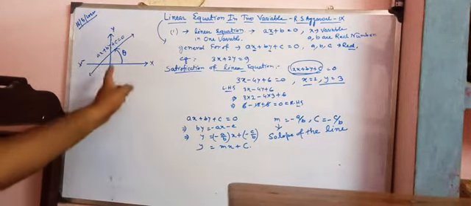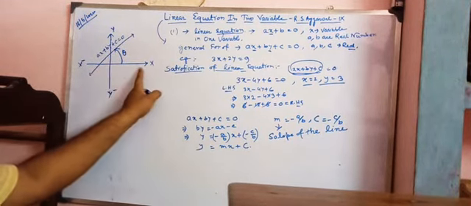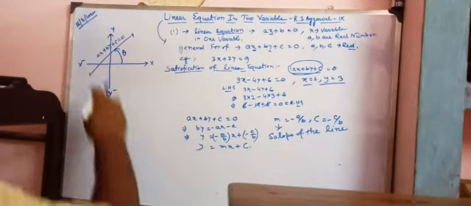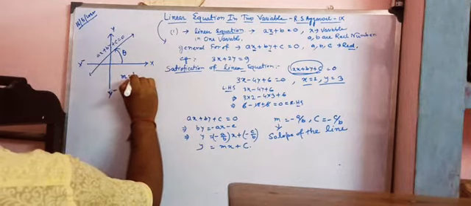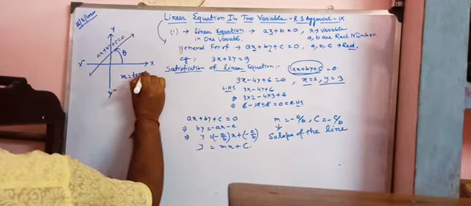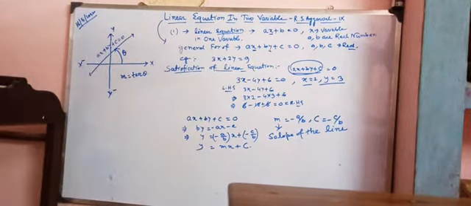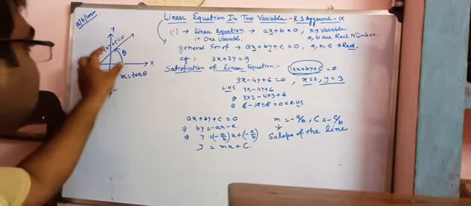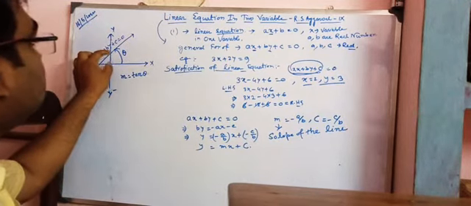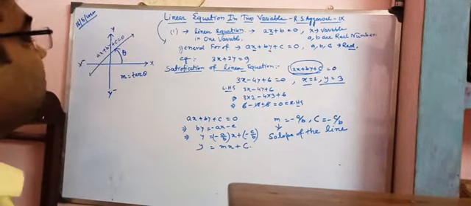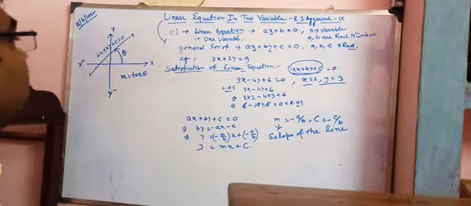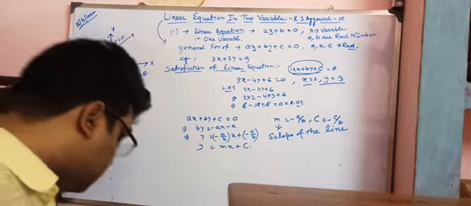Now if it makes theta angle to the positive x axis, then its slope m is equal to tan theta. Okay, slope m is equal to tan theta. So this is the geometrical, the coordinate representation of any straight line, and we are getting the slope.